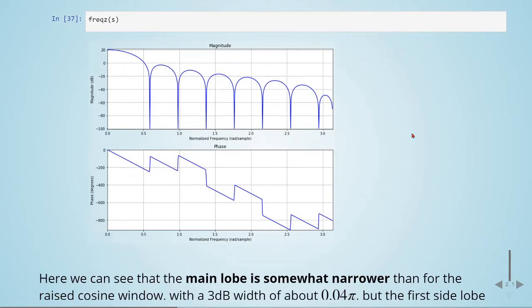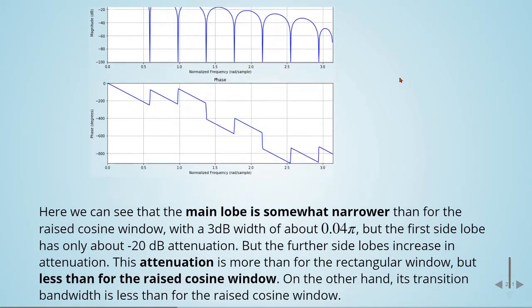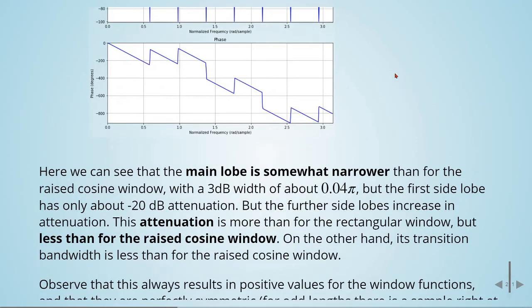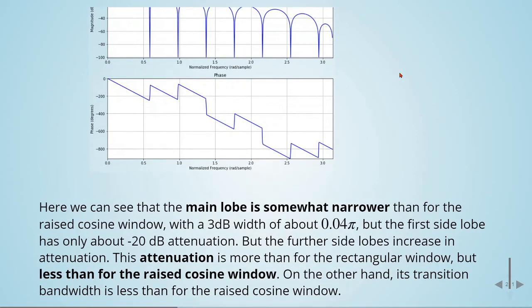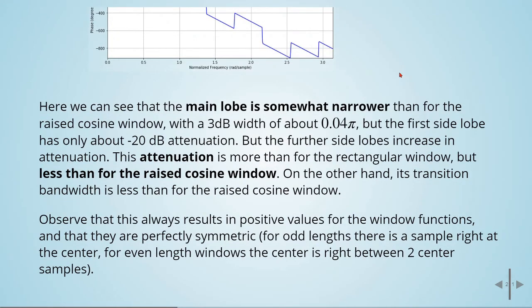The frequency response is given by this plot here. We can see that the main lobe is somewhat narrower than the raised cosine, with a 3 dB width of about 0.04 pi, but the first side lobe has only minus 20 dB attenuation. But the further side lobes increase in attenuation. So this attenuation is more than for the rectangular window, but less than for the raised cosine. On the other hand, its transition bandwidth is less than for the raised cosine window. So we always have this trade-off of transition bandwidth and stop band attenuation.